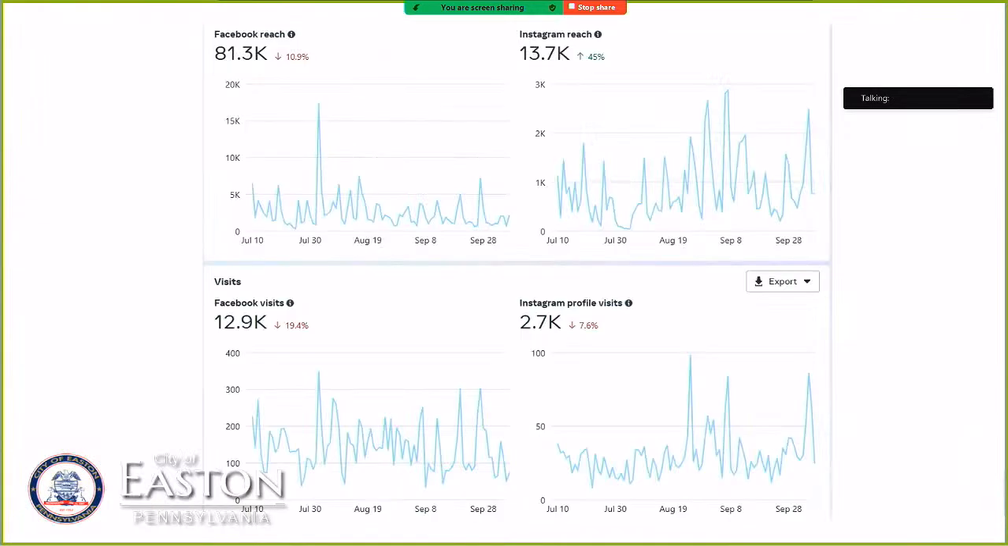So this is our social media stats. In this period, 81,000 people are seeing and reaching the page, and 13.7 thousand on Instagram. And then the visits, where they're actually interacting, clicking, or spending time, is just shy of 13,000 on Facebook and 22.7 on Instagram. So we are getting a really good reach on our social.